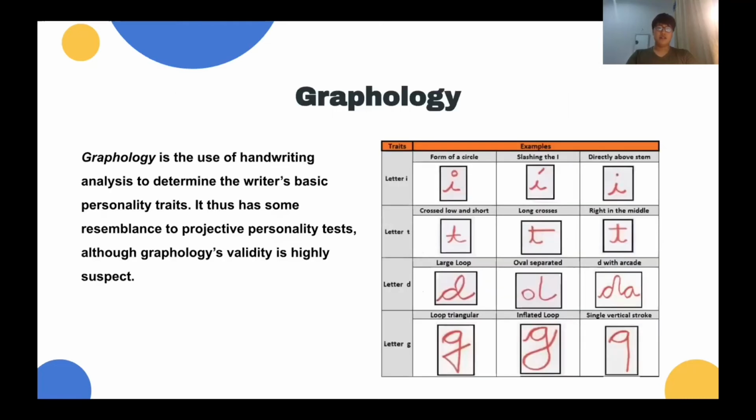Next, there is graphology. Graphology is the use of handwriting analysis to determine the writer's basic personality traits. It does have some resemblance to projective personality tests, although graphology's validity is highly suspect.